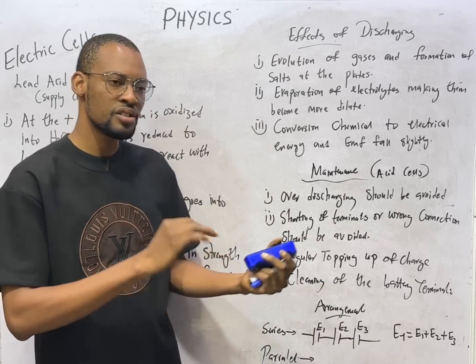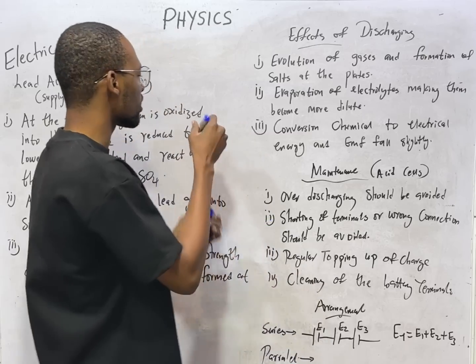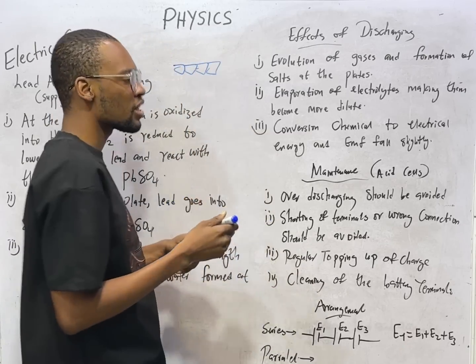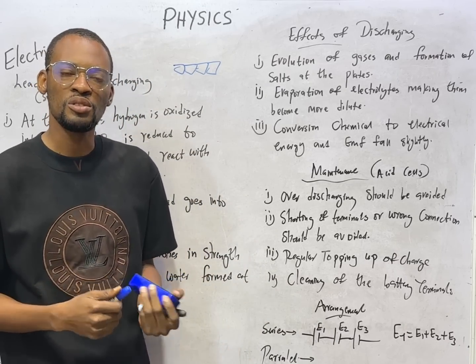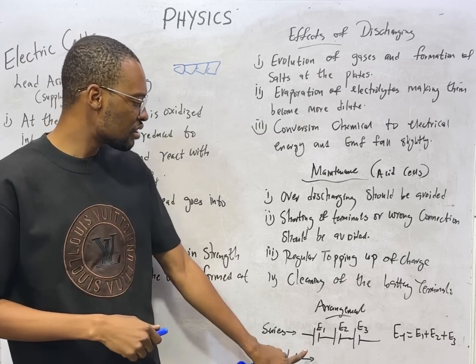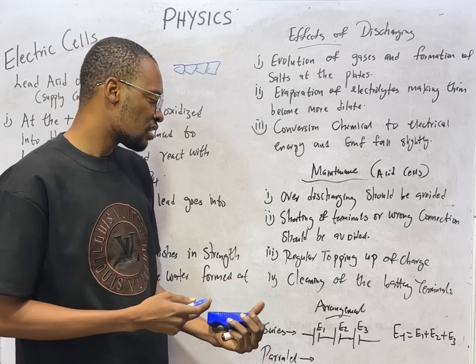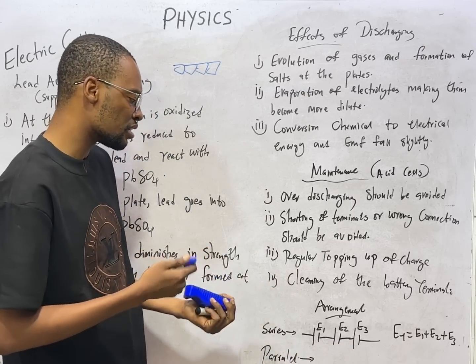Then, arrangement of cells. Cells can be arranged in series or in parallel. For series, you are connecting them to each other like this. They are joining them. And when you are solving for series connection of cells, it's the same way you solve for series connection of resistors. If you have a series arrangement of cells E1, E2, and E3, the total equivalent EMF is simply the sum of all the cells.